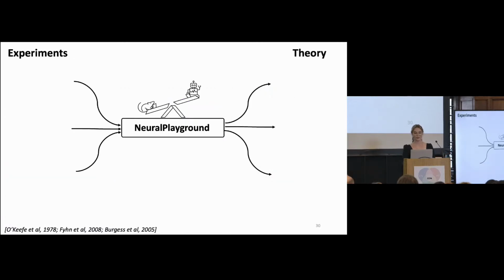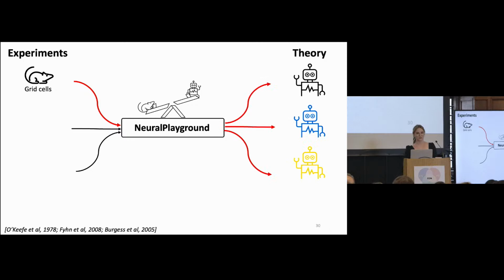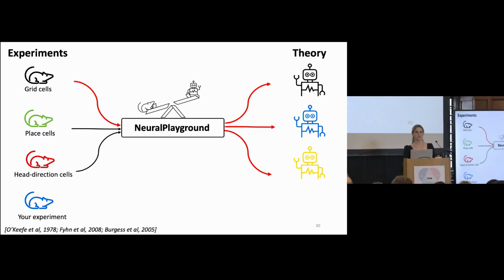Altogether, NeuralPlayground aims to facilitate comparison of experiments with models. But importantly, it does not specify it. We took the example of a grid-like representation, but multiple other representations can be investigated. For example, place cells or head direction cells, or any new representation your experiment might find and their corresponding models.